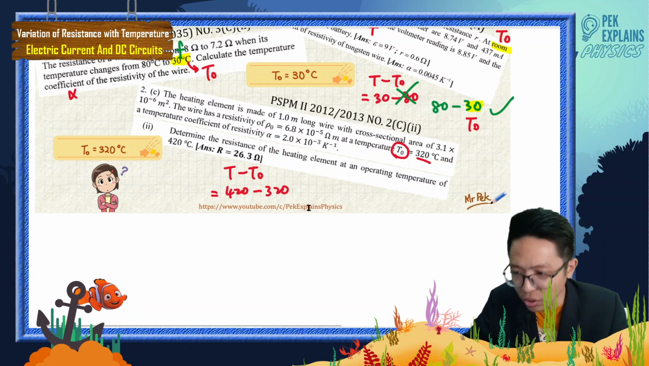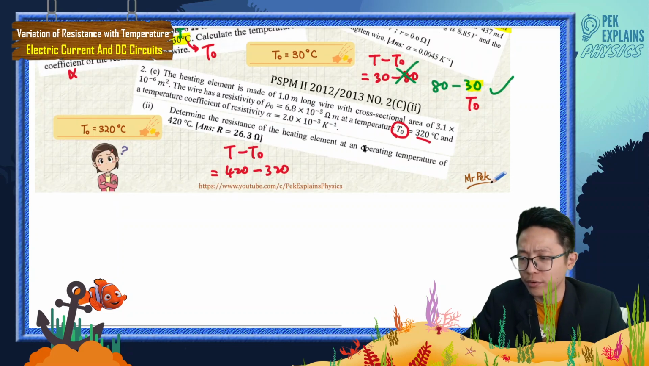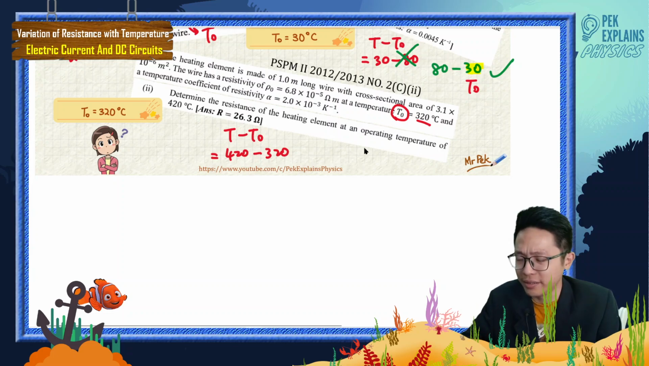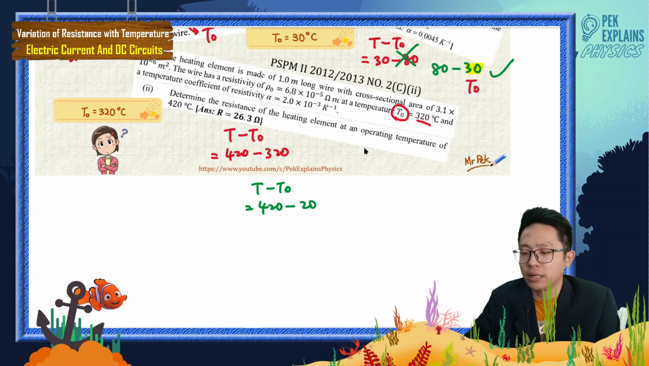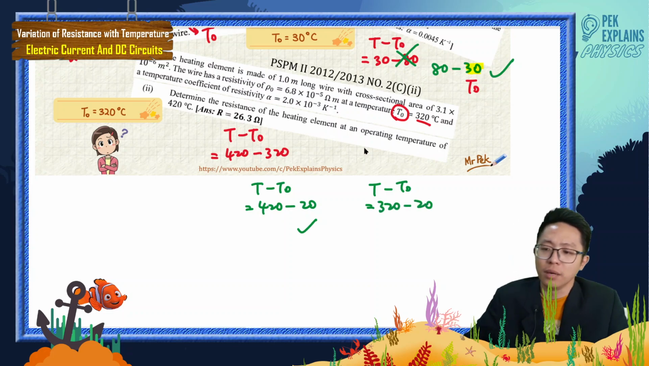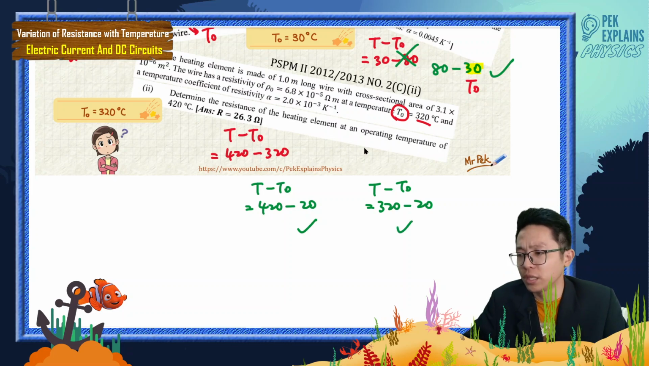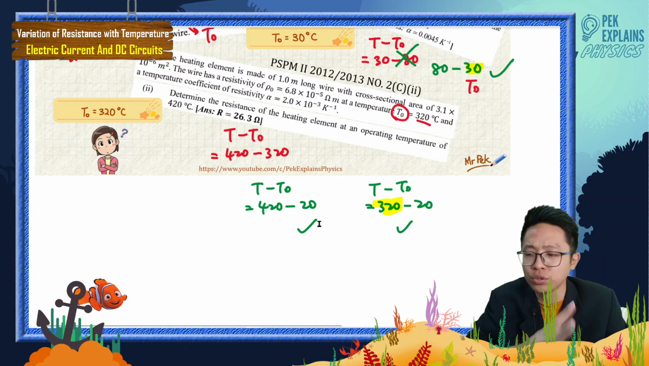Understand? I saw one reference book write the other way around, which is T minus T naught, 420 minus the room temperature 20, and then he worked it out, and then he chose another formula. He used 320 minus 20 because he's not comfortable with using the 320 as T naught. So he did two steps: 420 minus 20, and 320 minus 20, and also got the answer.